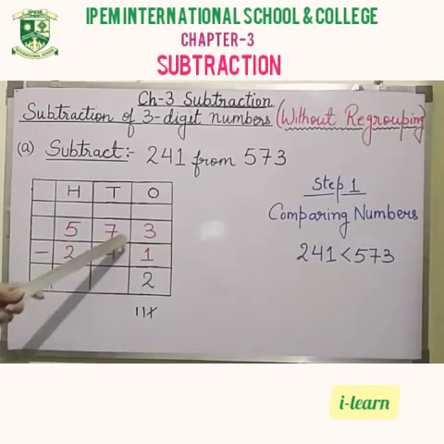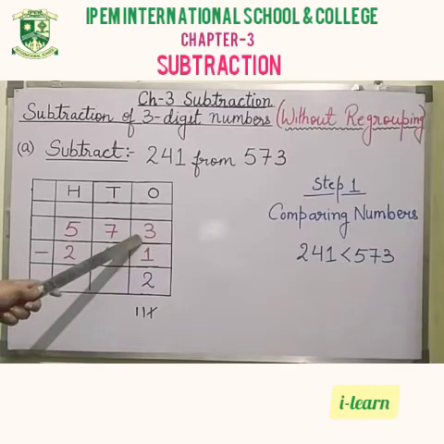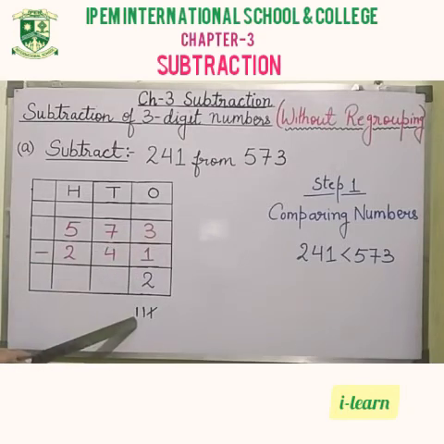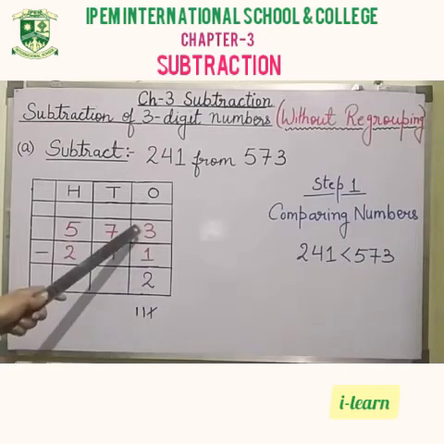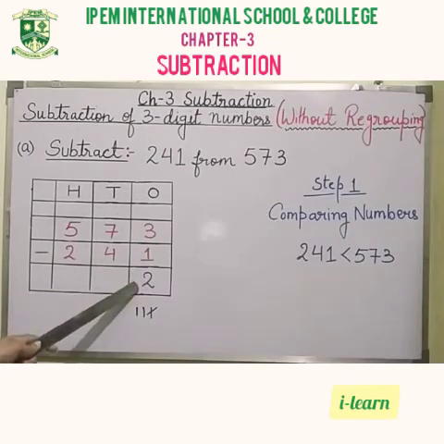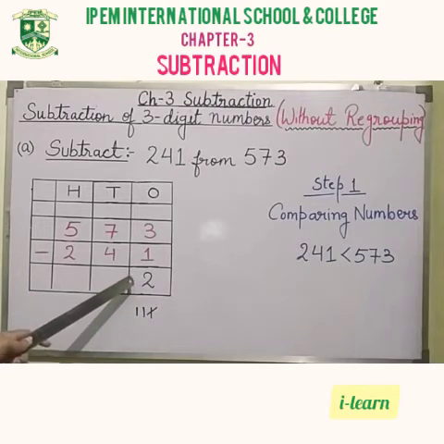Children, as you can see here, we have to subtract 1 from 3. So what we will do, we will draw 3 lines and strike off 1 line. How many lines are left over here? Here 2 lines are left. It means that 3 minus 1 is equal to 2. This you all have already learnt in your previous classes.